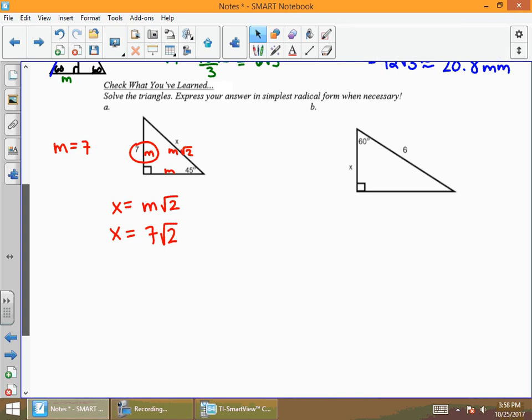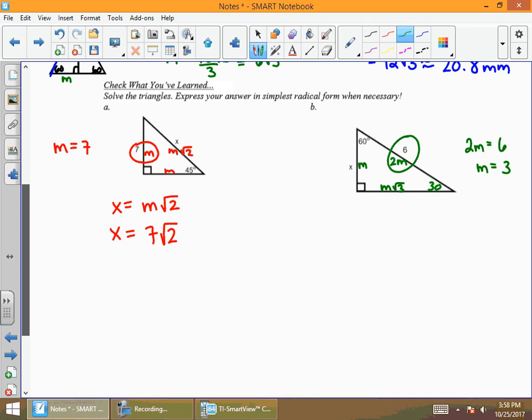In example B, I have 30-60-90. Short side is m. Hypotenuse is 2m. Long leg is m radical 3. So here's my number 6. It is on the 2m side. So 2m is 6, which would make m 3. So where is x? X is equal to m. And in this case, m, we just said, was 3. So x is equal to 3. And that is how you use the shortcut for special right triangles.